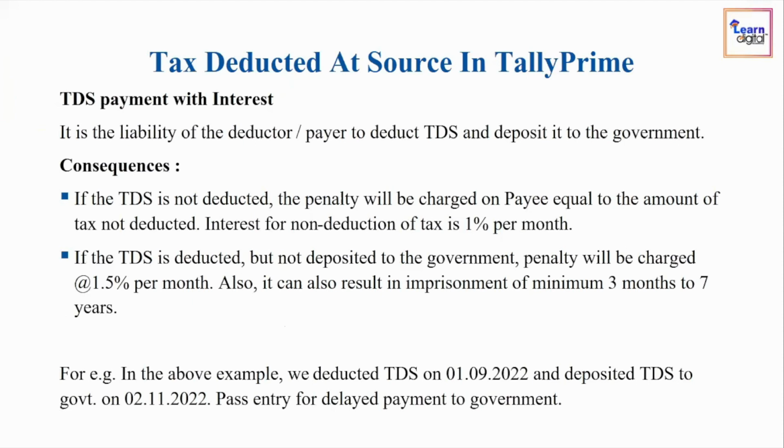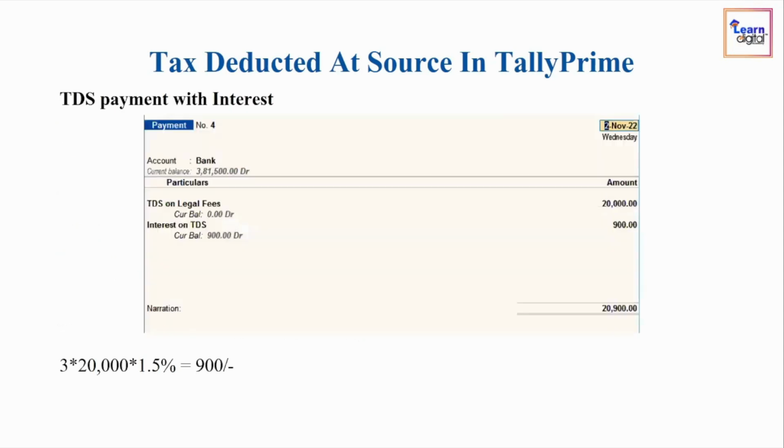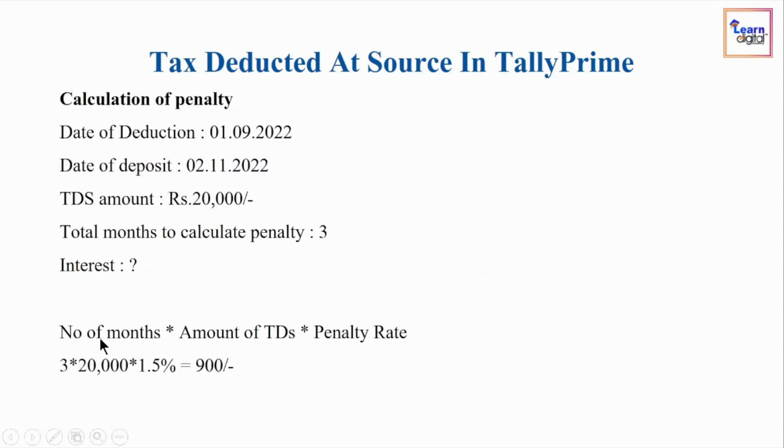If the TDS deducted is not paid to the government on time, it attracts 1.5% penalty each month. So it is good practice to deduct the TDS on time and also deposit the money to the government on time. If it is not deposited on time, we have to calculate the penalty amount, and it is always calculated with this formula: number of months for the penalty, amount of TDS, and penalty rate. All these three numbers should be multiplied so that we get the penalty or interest amount.